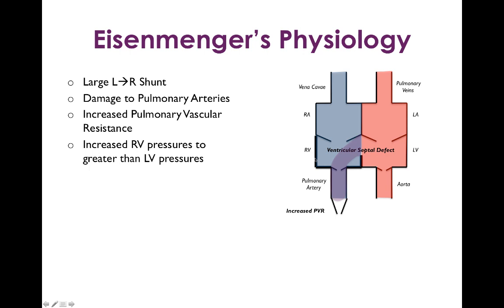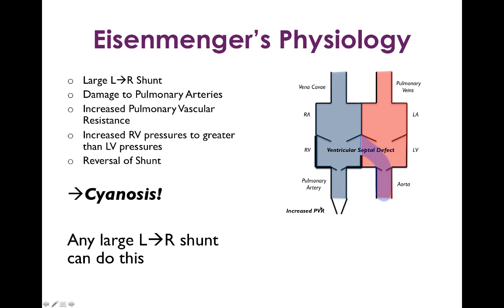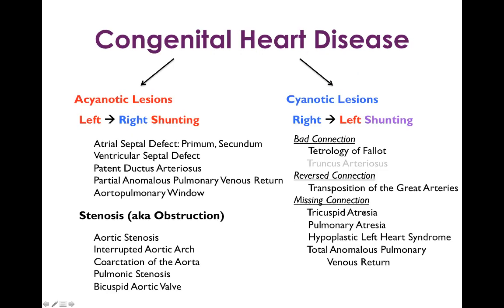What can happen eventually is that the right-sided pressures exceed the left-sided pressures. And if that happens, then you get actually a reversal of the shunt direction. That is, the previously left to right shunt now becomes a right to left shunt, and that can give you cyanosis. So it's important to recognize that any large left to right shunt can lead to Eisenmenger's physiology. And so here again are just depicted some of the left to right type shunts, and if any of these are large enough, you can eventually get Eisenmenger's.